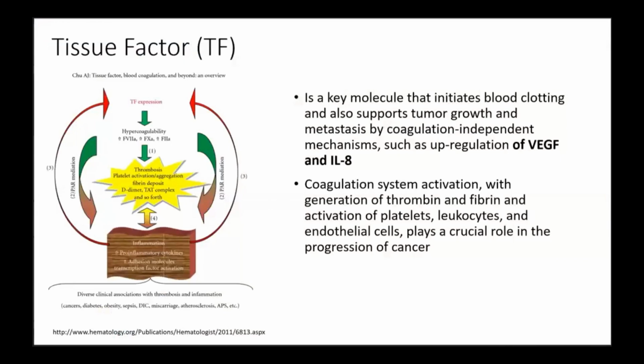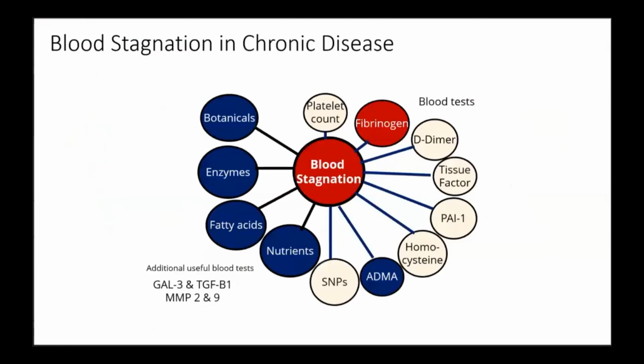Vascular endothelial growth factor and interleukin 8. These are big angiogenesis factors that are also very tied to tissue factor. And so inflammation and coagulation, and then blood stagnation. And remember, stagnation, the buildup of stuff, and then the heat, and then inflammation and coagulation. This is how I'm making the weave. So here's blood stagnation in the center.